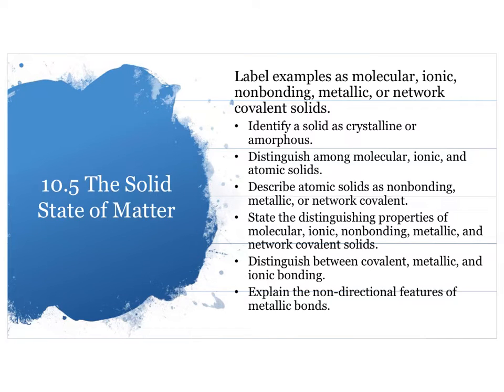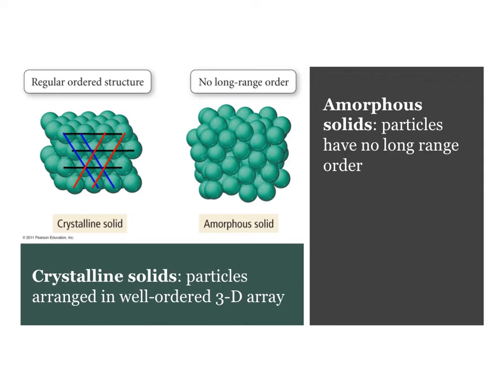In this lecture, we're going to describe each of the defining characteristics of molecular, ionic, non-bonding atomic, metallic, and network covalent crystalline solids. Recall that our crystalline solids have their molecules, atoms, or ions arranged in a well-ordered three-dimensional array, while amorphous solids do not demonstrate this characteristic long-range order.